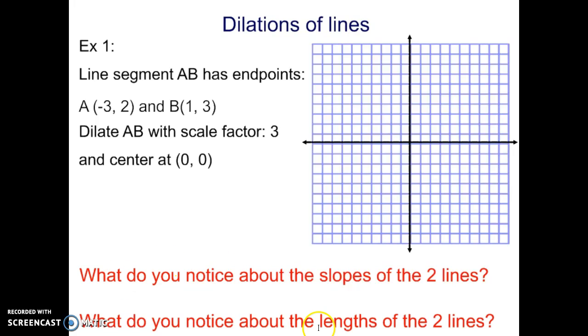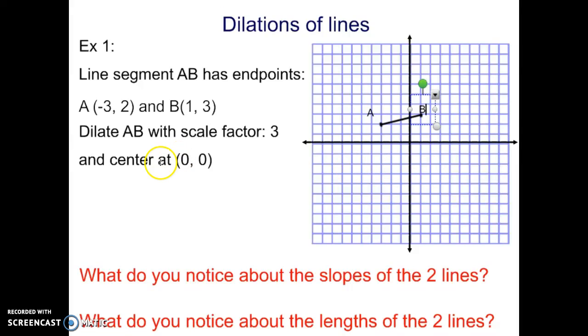So if we first start with dilations of lines, the first thing we want to do is plot the original line. So A is going to be -3, 2. If we plot that point, and you have this paper, the notes paper with all these examples on it, and then you have the point 1, 3. If I draw a line between those two points, I'm sorry, this is line A, and then on this side it's line B. So that's my original, my pre-image, my original shape.